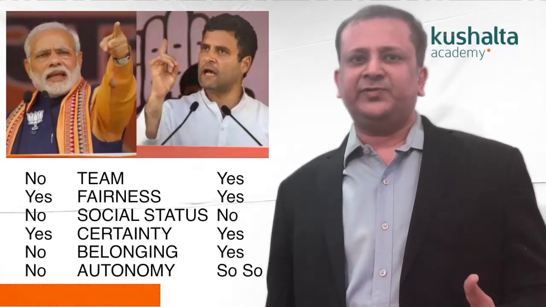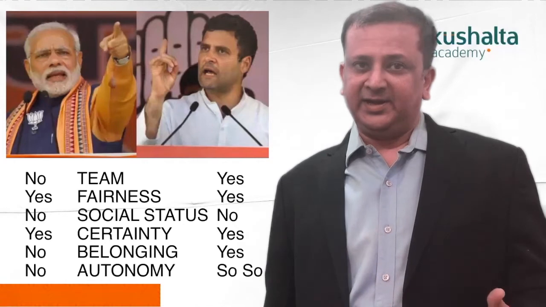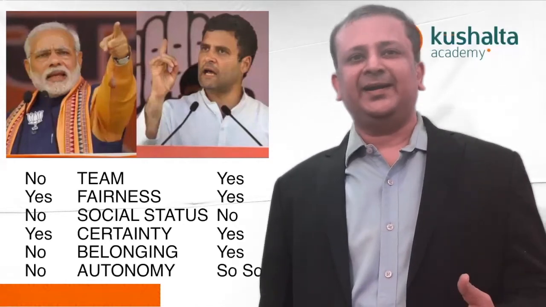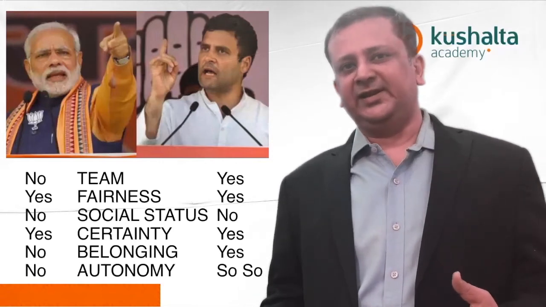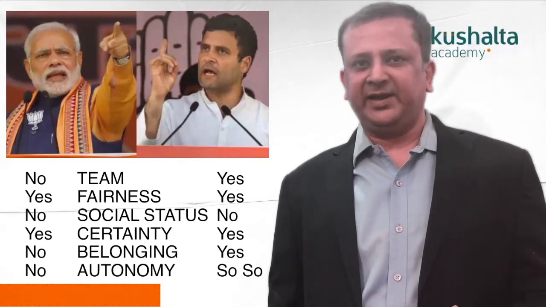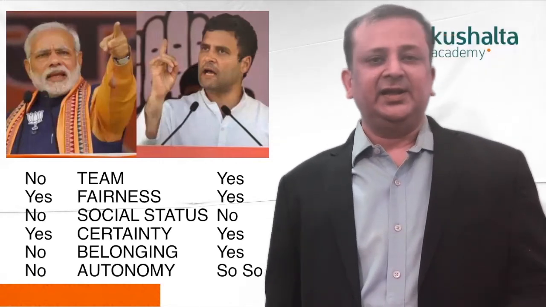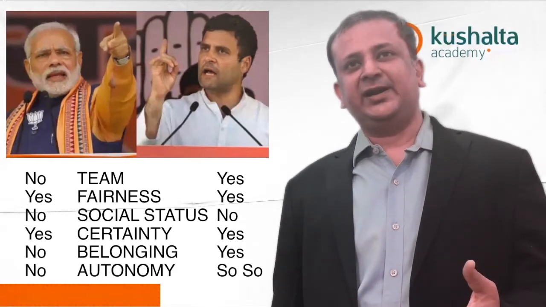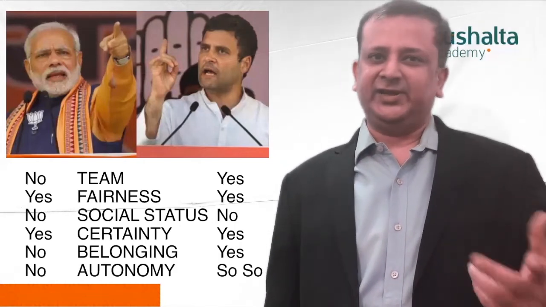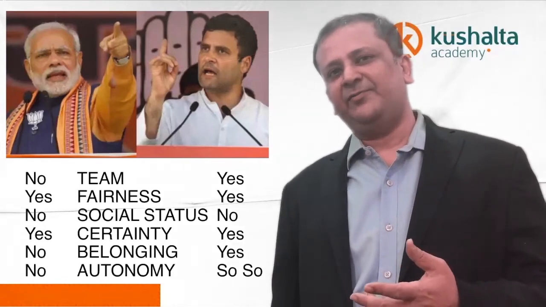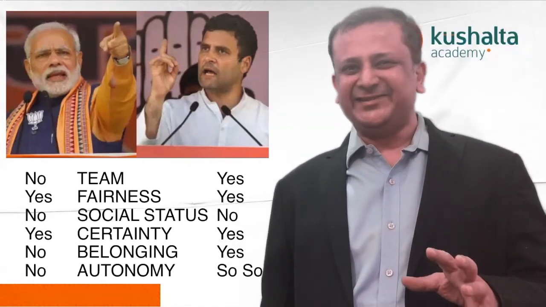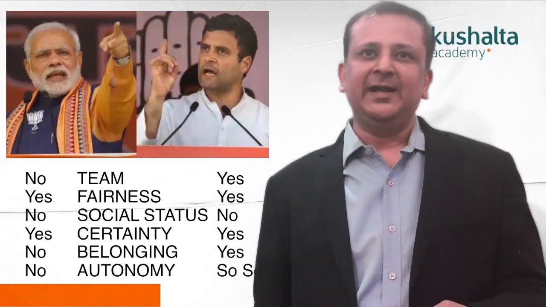Social status, both of them, it appears that they are equally bad in enhancing the social status, because it's always about both of these leaders. Hardly anybody else in their party gets any mention. Certainty, yes. So the only certainty is that Mr. Modi is the head of BJP and Mr. Rahul is the head of Congress. So that much certainty is there that nobody else has any future.